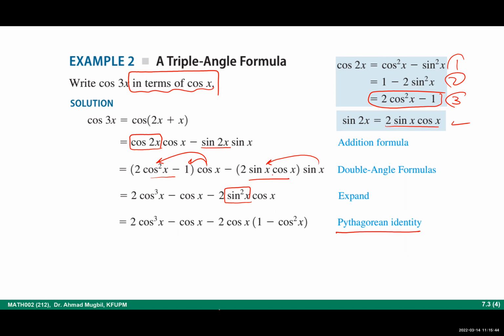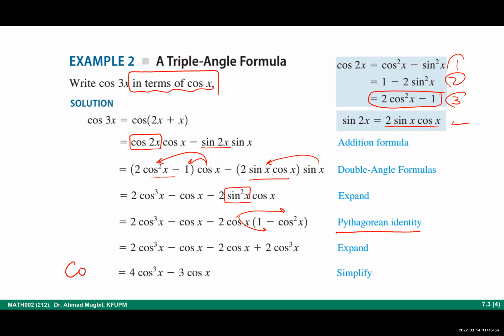Now, it is just about expanding. Simplify. Combine like terms. What do we have? So this is cosine 3x. Don't memorize it. No need. This is cosine 3x. It is 4 cosine cubed x minus 3 cosine x. Look, we converted the angle from 3x to x only.